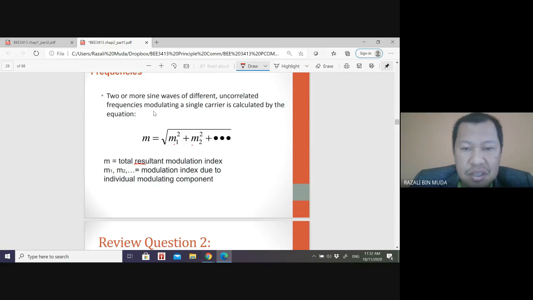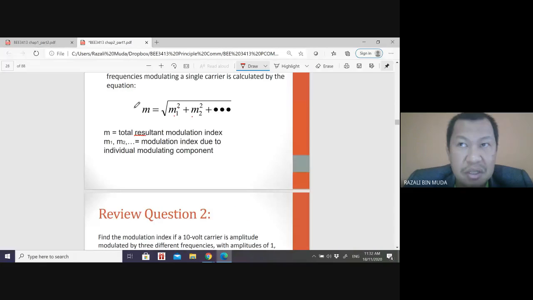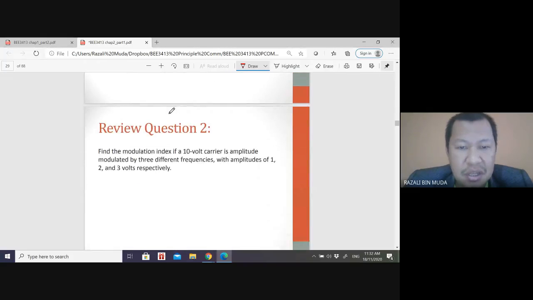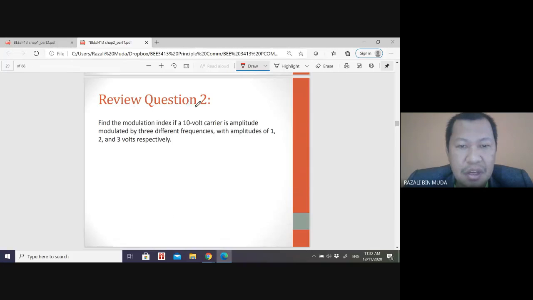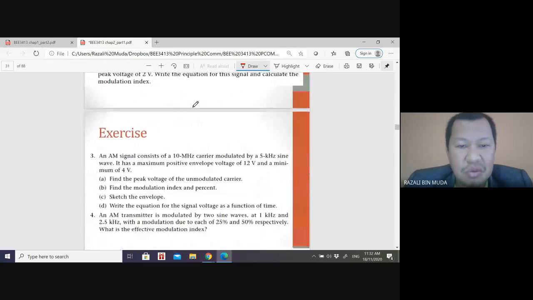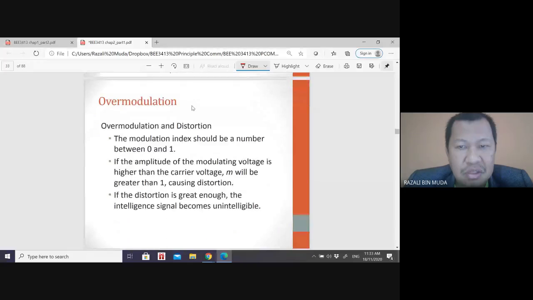Those modulation indices need to be squared, power of 2, then you take the square root. Like an average, or what do we call it? Average. Resultant modulation index. Okay, so review question, exercise. Okay, you need to do this exercise. Try to do the exercise.